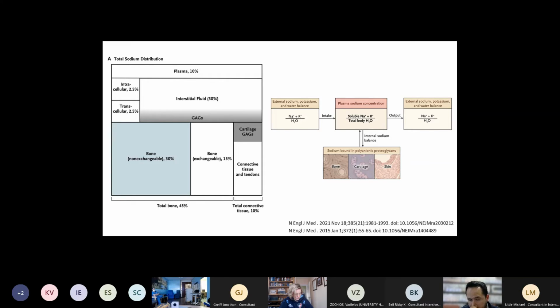On the right side of the slide, what I want you to see is that we should always be in balance. So in homeostasis, whatever we are having as an intake, the amount of sodium, potassium, and water should actually be similar to the output, to whatever we are losing through urine, sweat, and stools. And the plasma sodium concentration is just the reflection of whatever we are having in our day-to-day life.